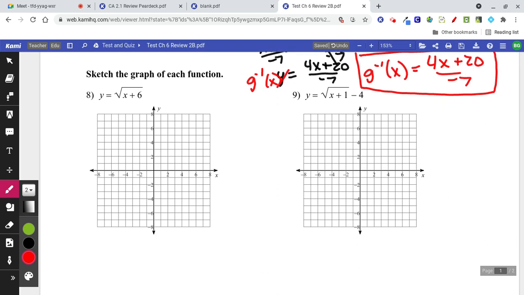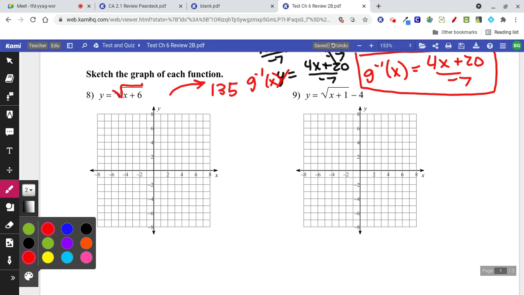8 and 9, we're graphing functions. So what you need to know on this one is that a square root function looks like an eyebrow. It's kind of like half of a parabola on its side. And so we still have the 1, 3, 5 pattern like in a parabola, except this one's going sideways. What we want to do first, though, is find that vertex.